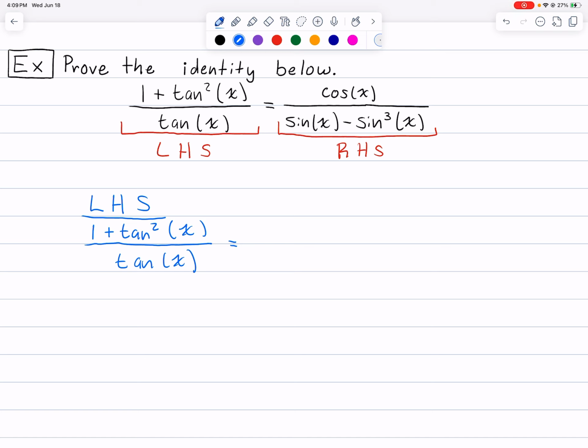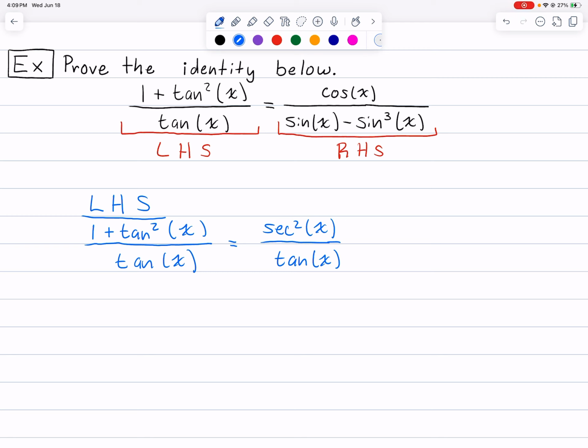So in my numerator, I have 1 plus tangent squared of x. Well, that's the same as one of our Pythagorean identities. 1 plus the tangent squared of x is just secant squared of x. So I have secant squared of x over tangent of x.